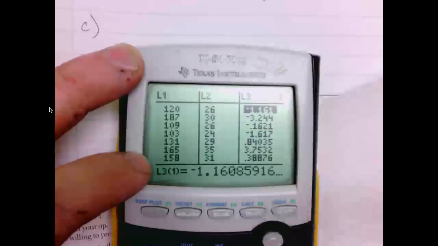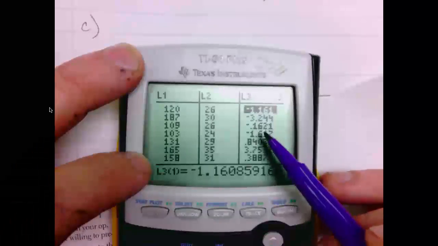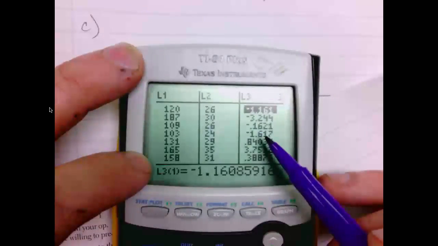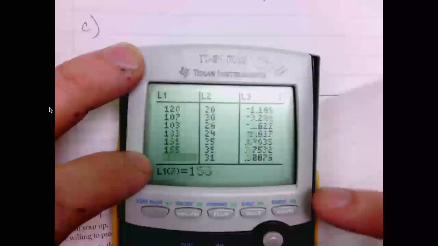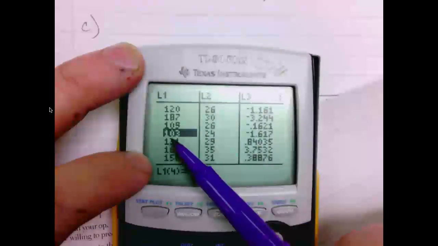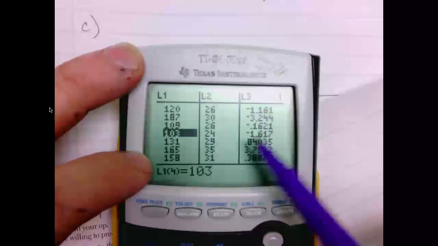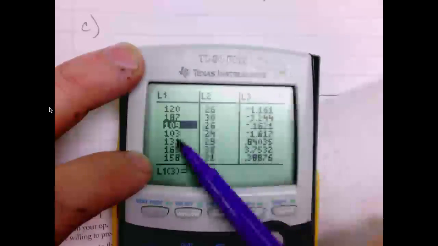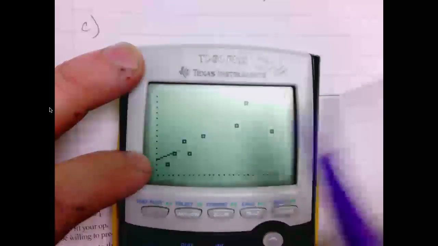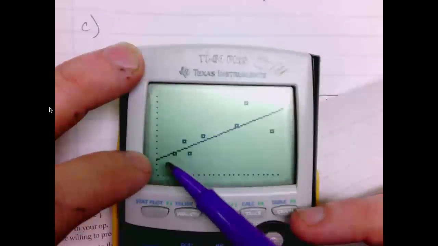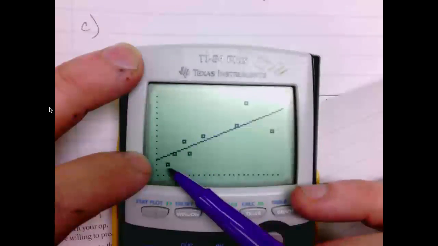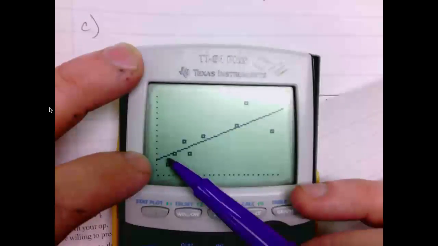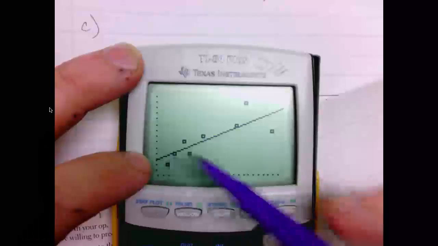Looking at my graph, notice the first 4 residuals are negative. If I look at my data in order, 103 is my first x value, it has a negative residual. 109 is my next x value, it has a negative residual. Looking at the graph, you'll see that these first 2 points are below my line. That's what we mean by negative residual. The actual value is below the predicted value, y-wise is what we're talking about.